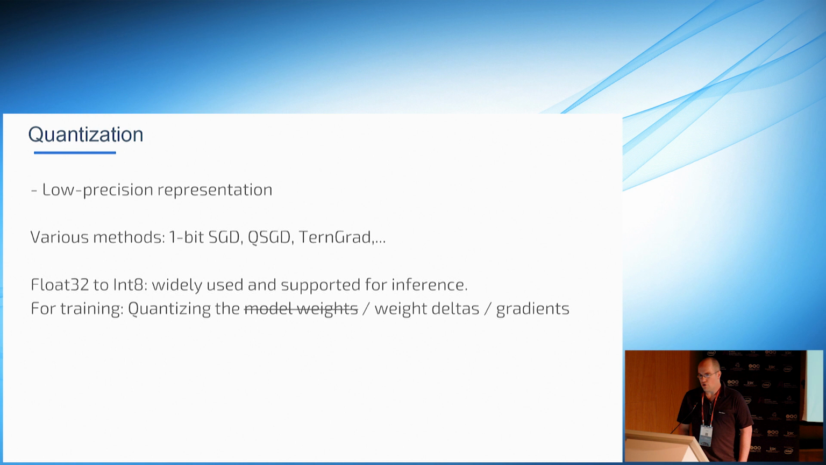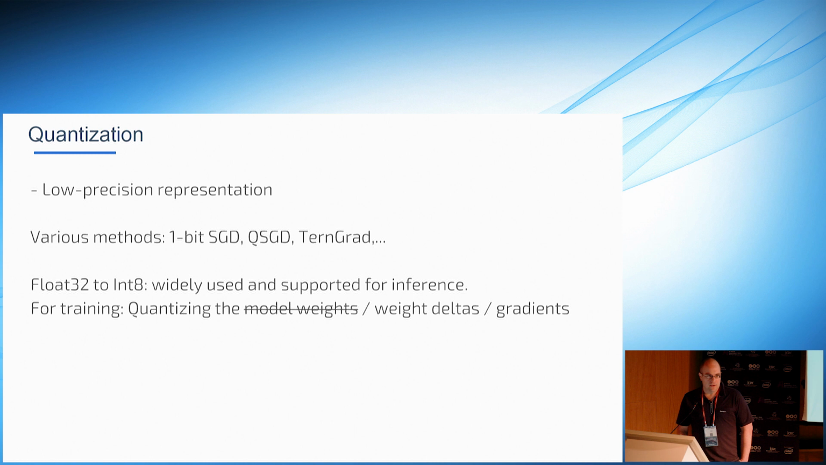Quantization is almost a trivial form of compression where you simply represent your data in a lower precision. And still, there are quite a few methods how to do that well, but I'll just mention one, which is float to int, just taking the 32 bits of the float to the 8 bits of the integer. And this is widely used and supported both by hardware and by software frameworks, and it's mostly used for inference, but we can try to apply it to the training process as well.